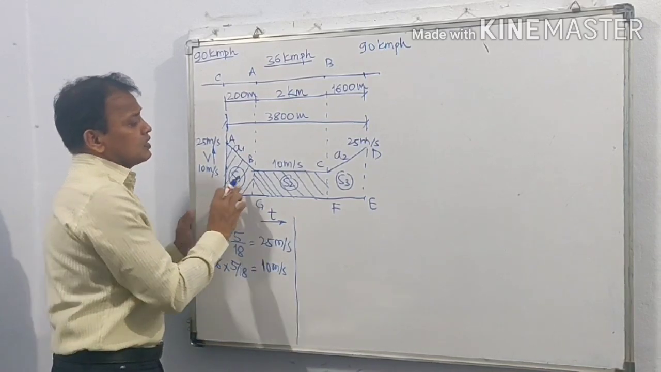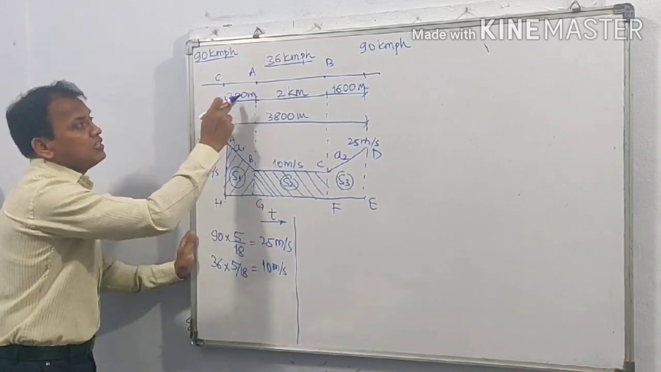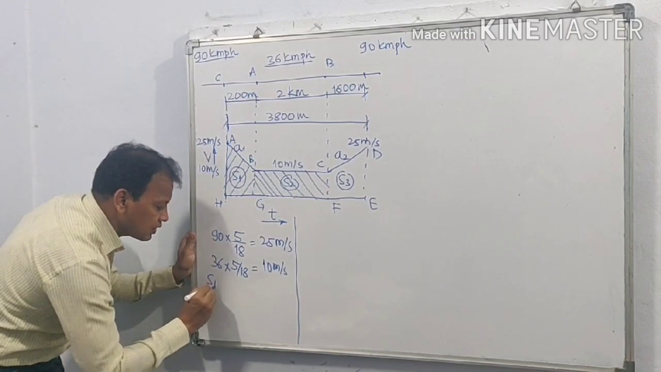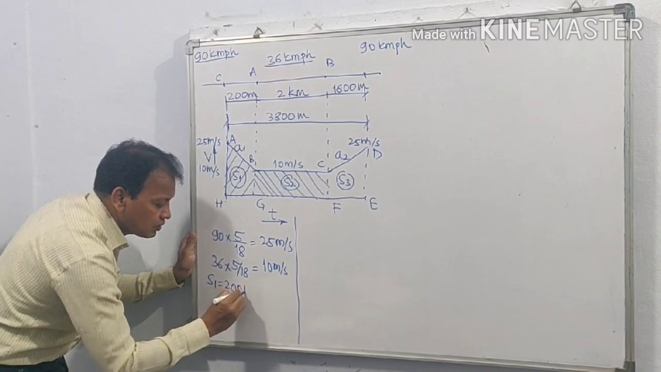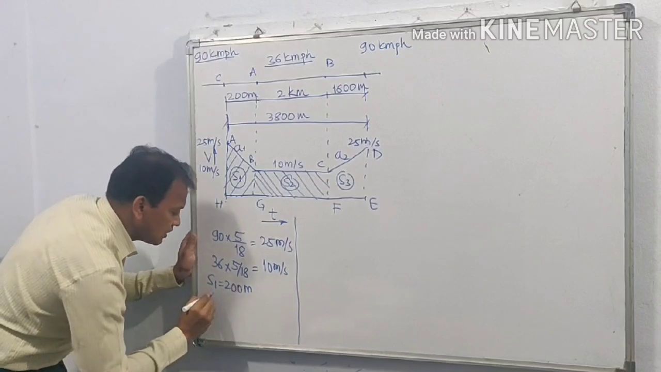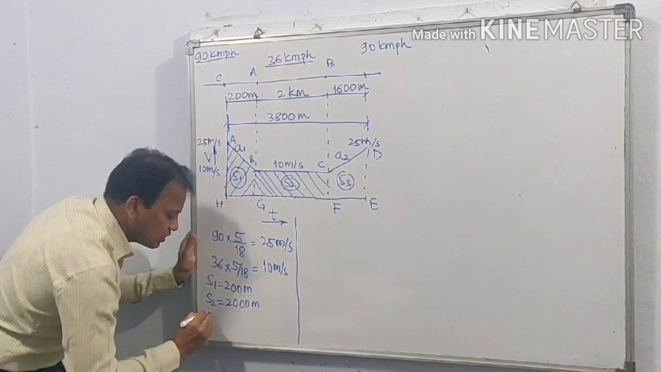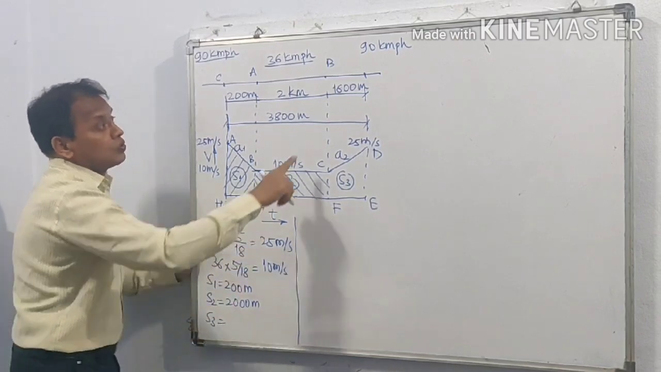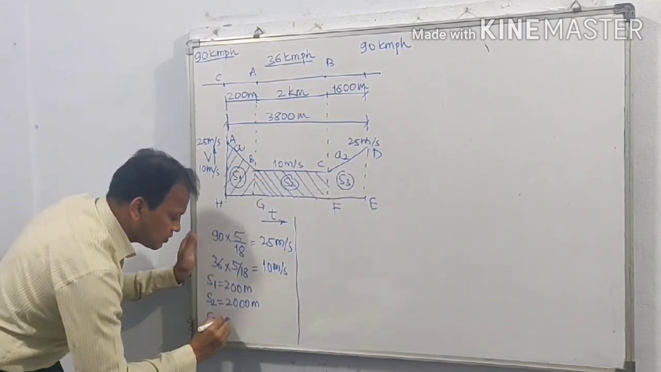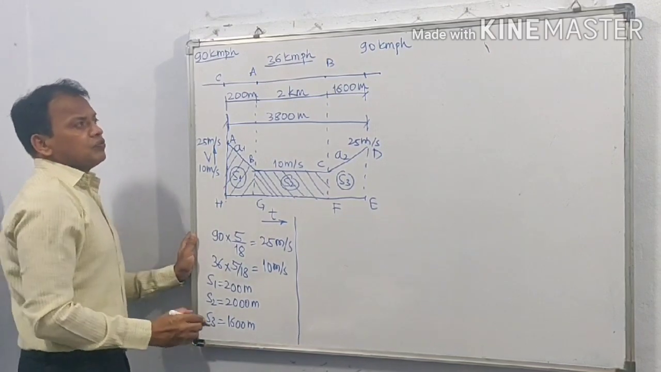Now S1, S2 and S3, these terms are known because S1 is equal to 200 meter, that is given. S2 is equal to 2 kilometer, that is 2000 meter. S3 is equal to 1600 meter. S1, S2, S3 are known.